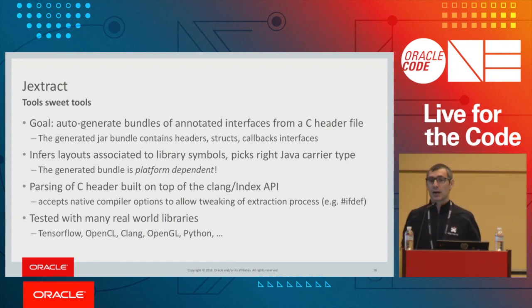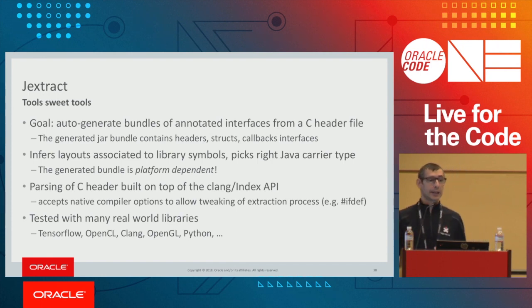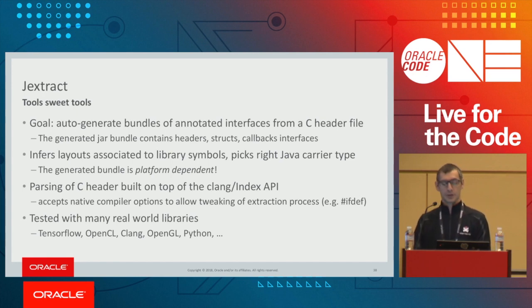JExtract is based on the Clang parser API, so it will take advantage of all the information that the Clang parser knows about the library, and so it will be able to generate the exact layout for all the items that it encounters, with no ambiguity whatsoever. It also infers the right Java carrier type that is associated with all the functions that it generates. While this is still a prototype, so it has many rough edges, it has been tested with real-world libraries: TensorFlow, OpenCL, OpenGL, Clang, Python, and the like. And I'm going to show you a demo about OpenGL later.